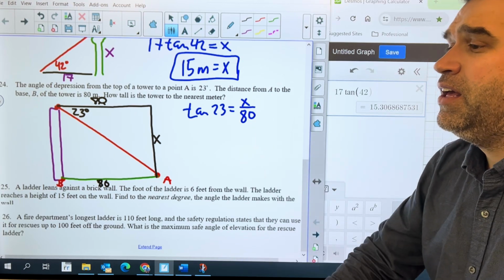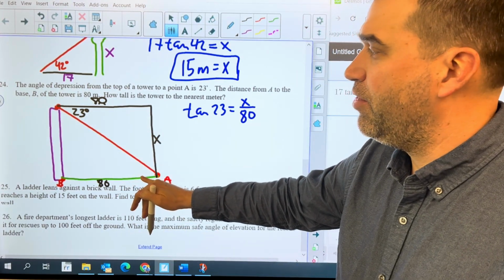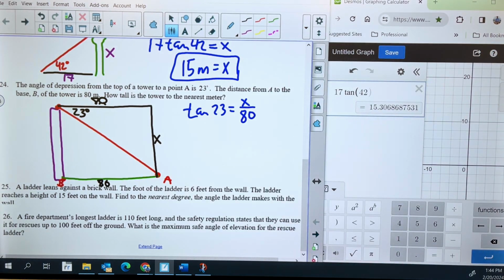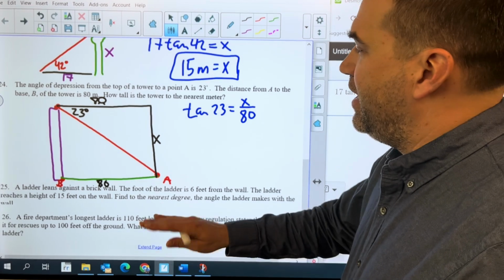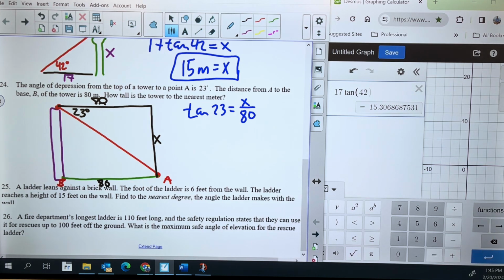Now, before I go on, it is fine to say, okay, so this is 23, this is also 23 because of alternate interior angles. I can get that. And you can use a different triangle. Not a problem. I want to just stick with this just so we don't get confused between that angle of depression and angle of elevation.